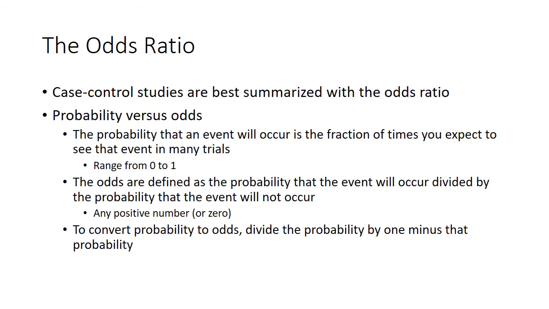On the flip side, the odds are defined as the probability that an event will occur divided by the probability that the event will not occur. So odds can be any positive number, or it could be 0 if there are 0 odds that something is going to happen. We can convert probability to odds by dividing our probability by 1 minus that probability.